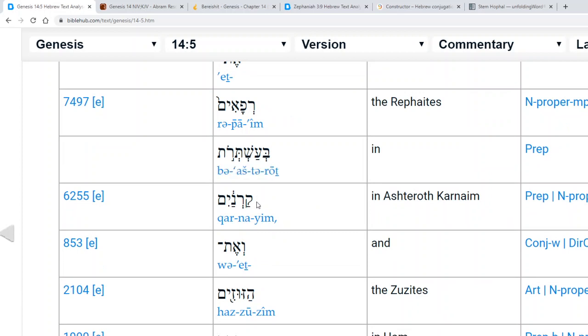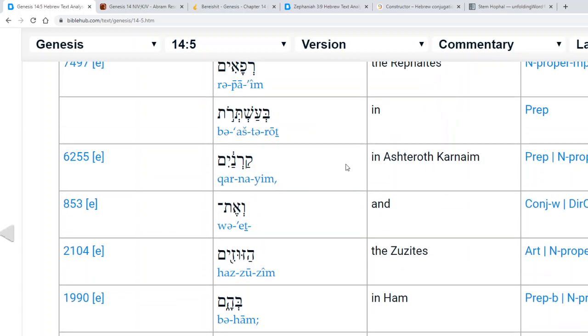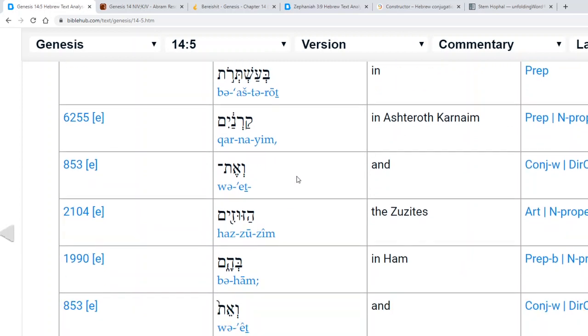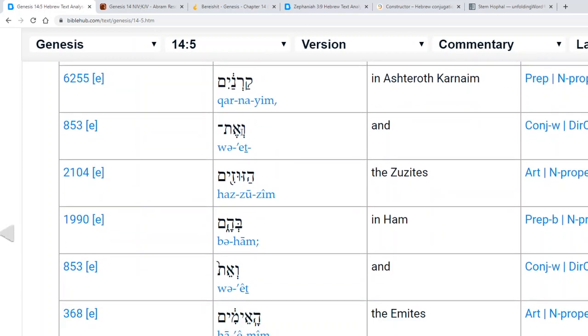Be'ashtarot karnaim. So prepositional bet. Ashtarot Karnaim is a name, but Ashtarot could very clearly be a forest of Asherah trees. Karnaim means horns, right? You can look up the name, but Ashtarot Karnaim, you could say, is a place. So ve'et, and so conjunctive vav.